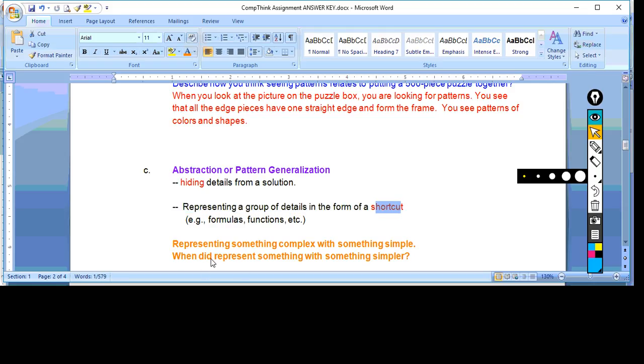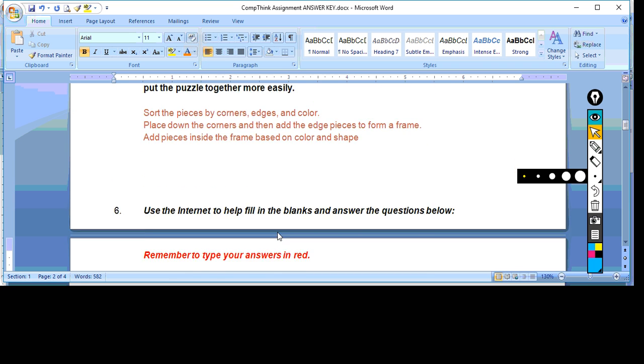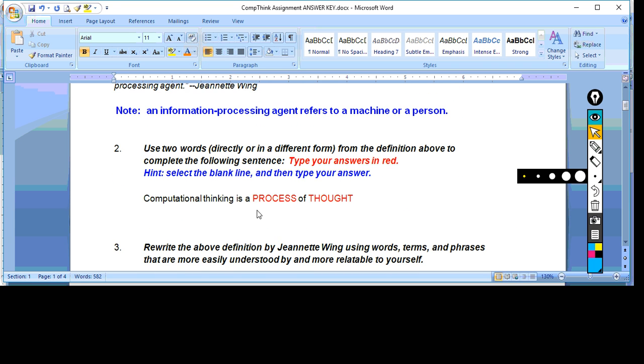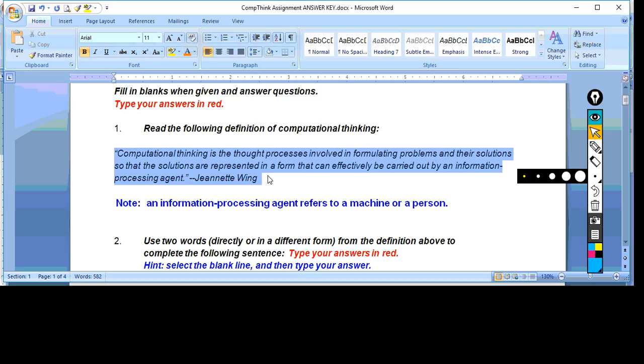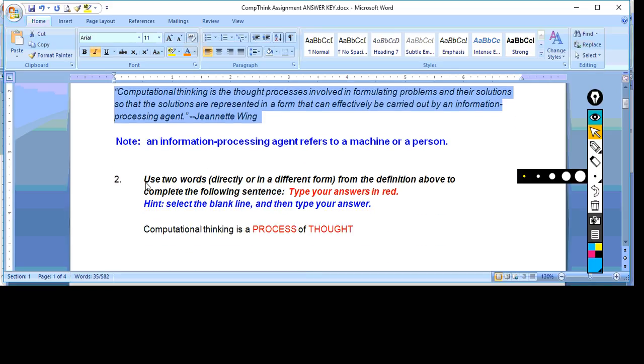So when did we represent something with something simpler in this assignment? If you think about that, up here in this question, we took something a little bit more complex, and we narrowed it down to this one small statement. So this becomes our abstraction. It hides all the other details that are in here, and just brings it down to this.